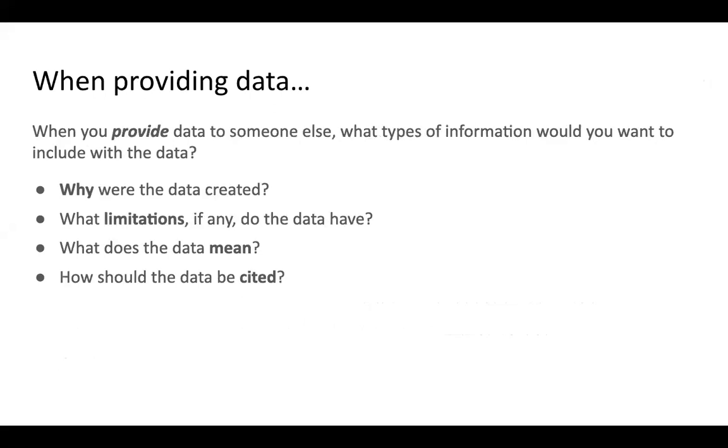On the other hand, when you're providing data, it really helps to have this metadata so that people will know how to access the data and what they need in order to actually be able to reuse it in a meaningful way. So when sharing your data, include helpful information such as why the data were created, what limitations there are on the data, and how to cite the data. Put yourself in the shoes of someone else who has never seen the data and think about what information would be necessary in order to understand the associated data files.